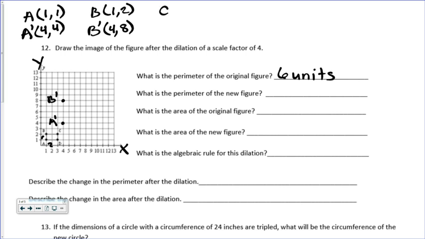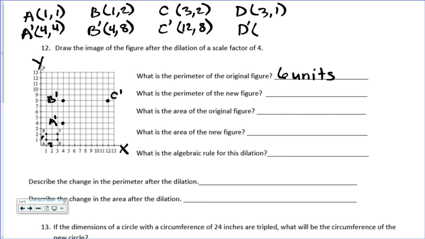C, ordered pair for the original C is 3, 2. Multiply that by a scale factor of 4. 3 times 4 is 12. 2 times 4 is 8. So C prime is at 12 and 8. And D's original ordered pair is 3, 1. Multiply that by a scale factor of 4. 3 times 4 is 12. 1 times 4 is 4. D prime is at 12, 4.